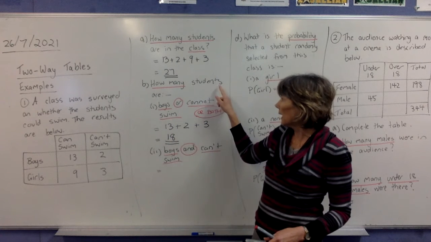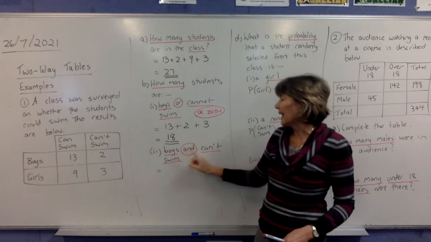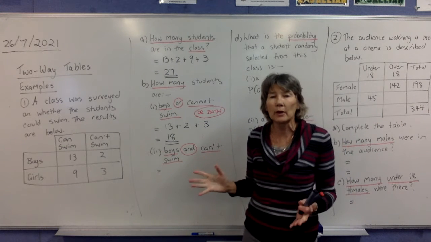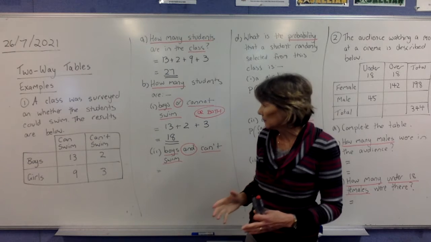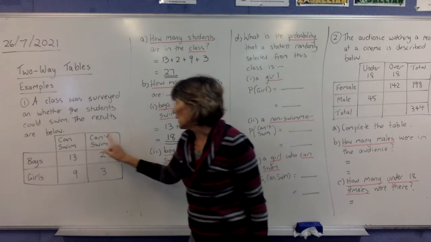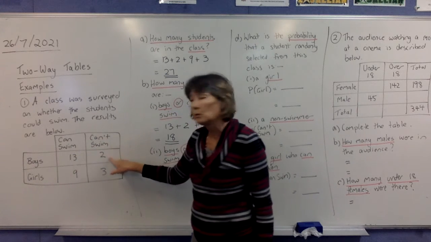Okay, the next one says how many students are boys and can't swim. So both of those things have to happen together. So the boys who can't swim would be just 2.